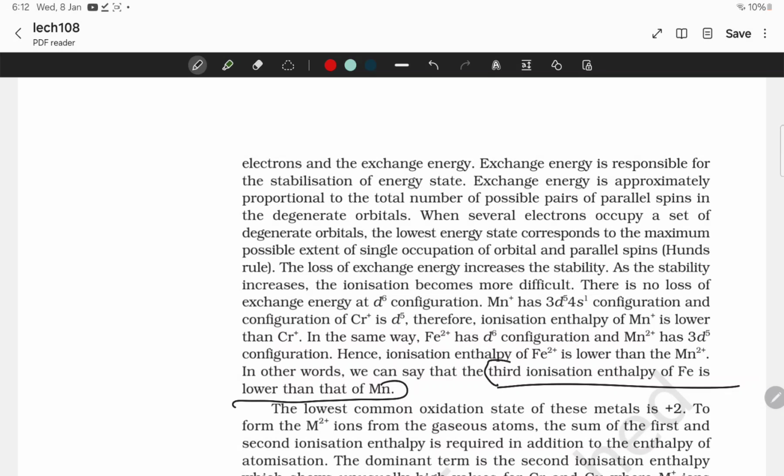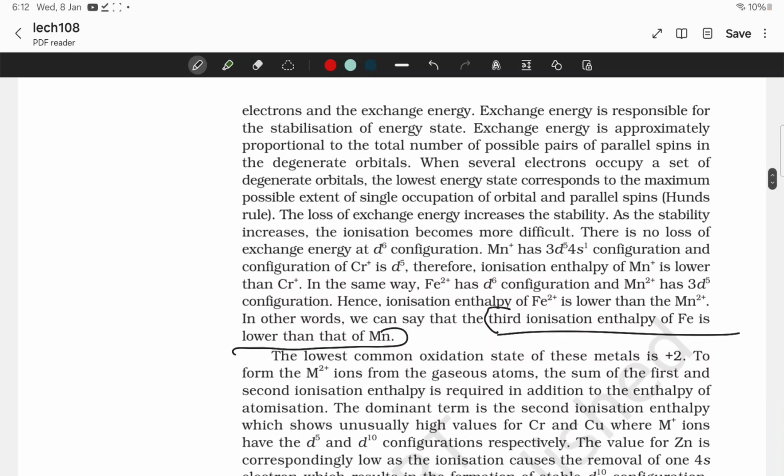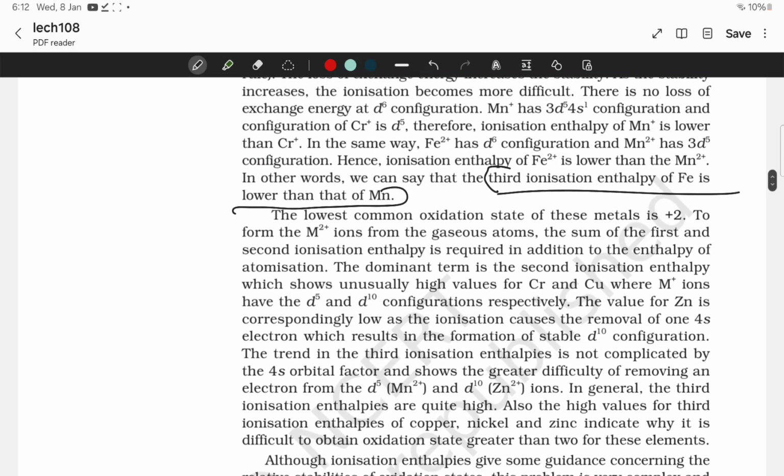I told you, draw the compound, write the electronic configuration and look at the relative stability. You can easily find out. The lowest common oxidation state of these metals is +2. To form the M2+ ion from the gaseous atom, the sum of the first and the second ionization enthalpy is required in addition to the enthalpy of atomization.